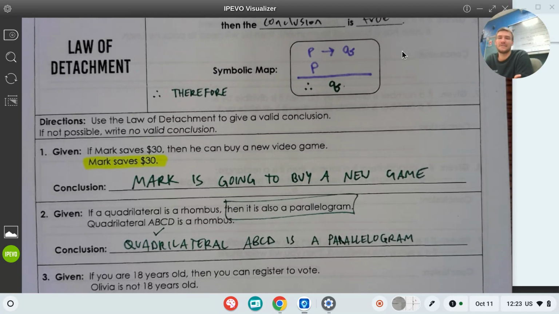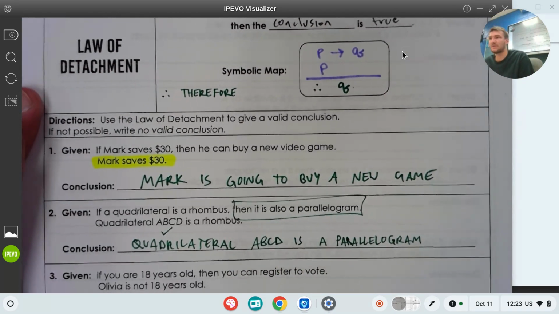Now you're probably thinking to yourself, this is one of the dumbest, easiest things ever. Like, am I supposed to just write down the second part of the sentence and then I'm just totally done?